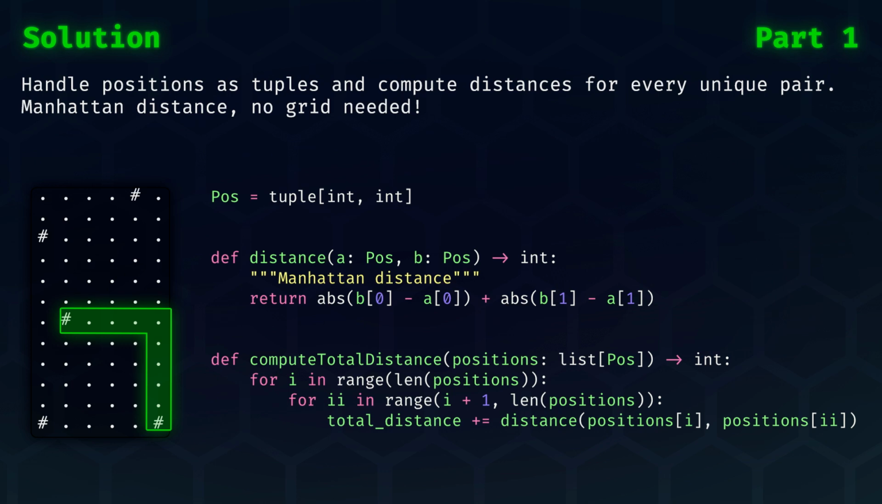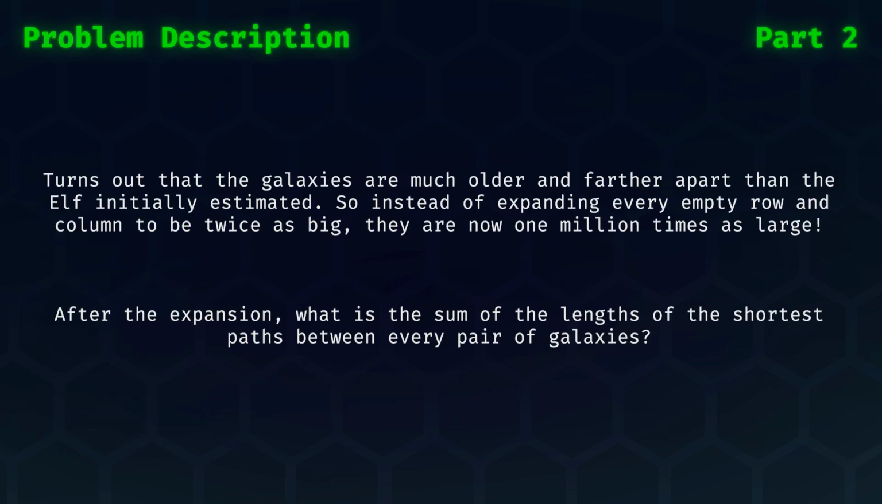On to part 2. Turns out that the galaxies are much, much older and farther apart than the elf initially estimated. So instead of expanding every empty row and column to be twice as big, they are now 1 million times as large. After the expansion, what is the sum of the lengths of the shortest paths between every pair of galaxies this time? Because the problem is so similar, let's go straight to the solution.